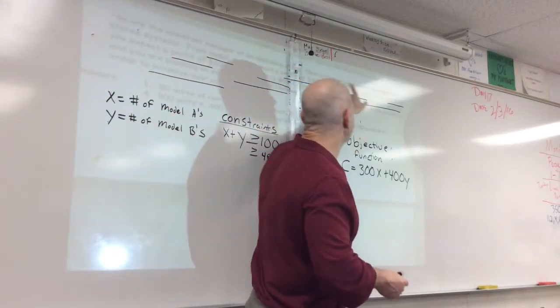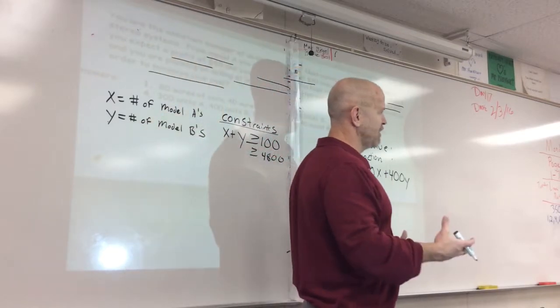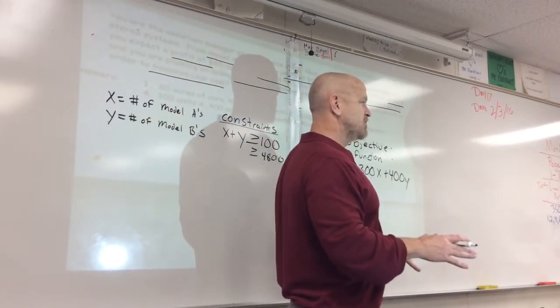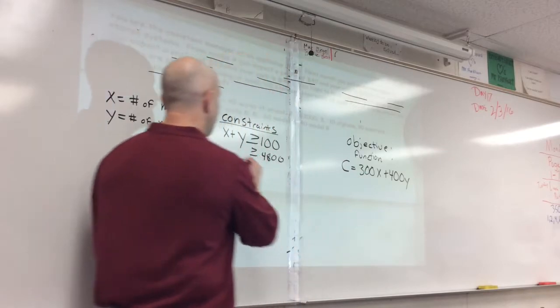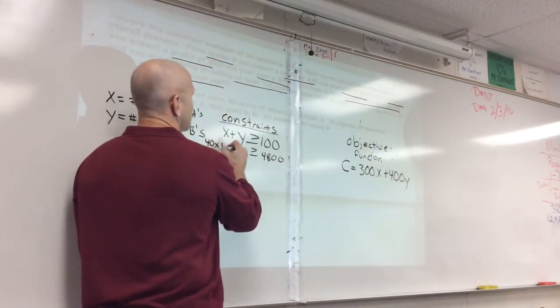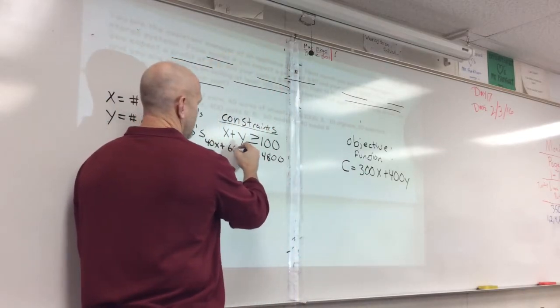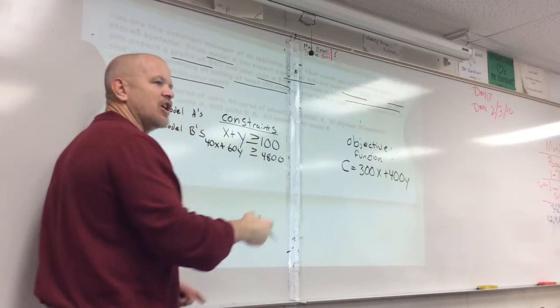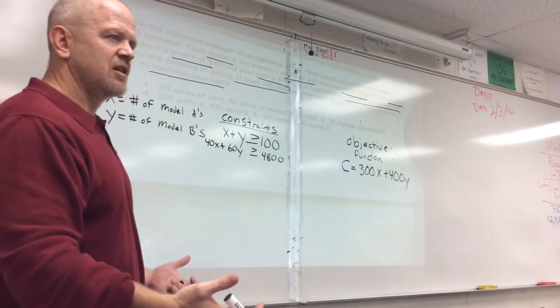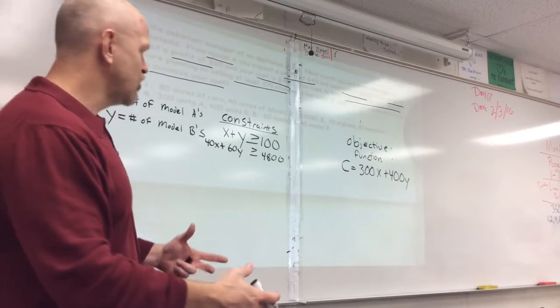If it costs $300, we make $40. You have to sell it for $340. We're talking straight profit here. So instead of adding the 300, I'll say 40X plus what? 60Y. All right. Are there any more constraints on that? None whatsoever. There are no constraints.